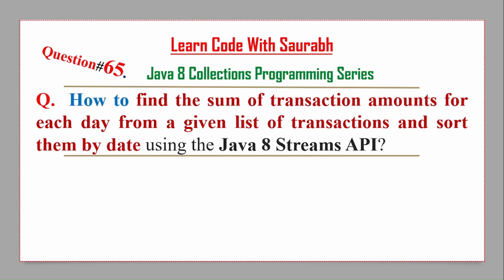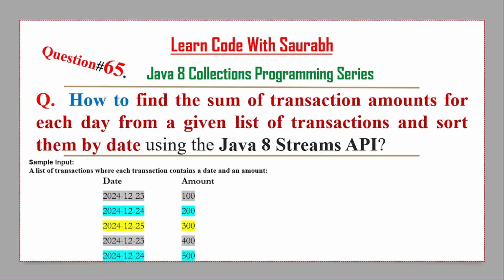In this program, I will take some sample input, having two values: the first value is the transaction date, and the second value is the transaction amount. Here you can see some amounts, and I colored them date-wise. The 23rd December has two entries, with amounts 100 and 400, 24th December has 200 and 500, and 25th December has amount 300.